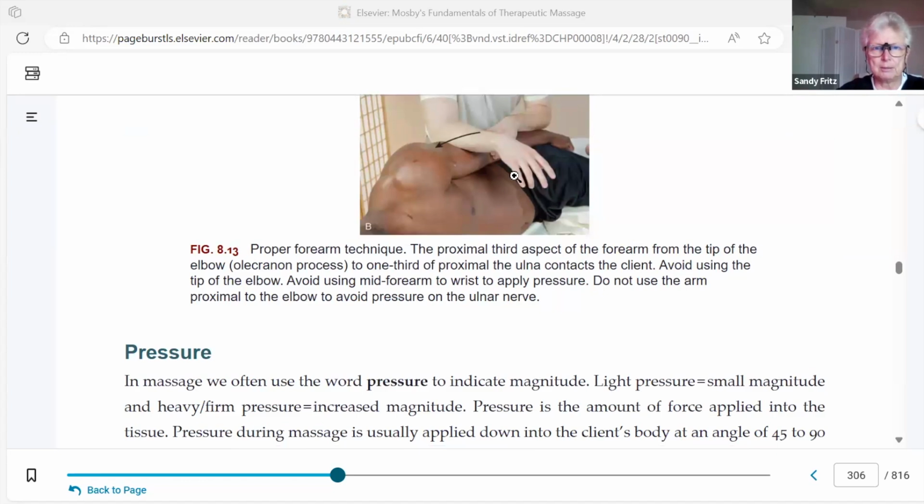Make sure that your arm is relaxed and that you are working from this part of your arm, not back here, not the point of your elbow, from here to here, here to here when you use your forearm.